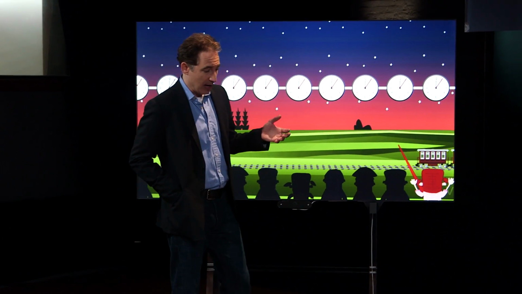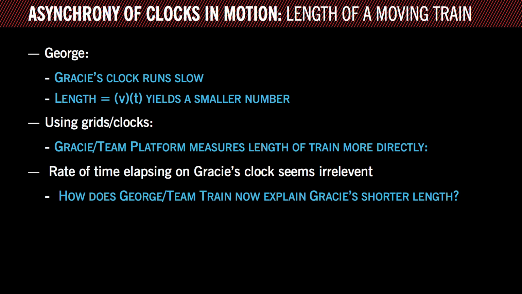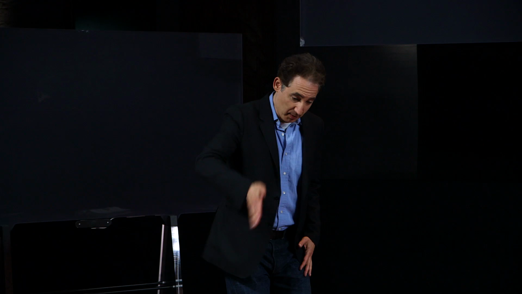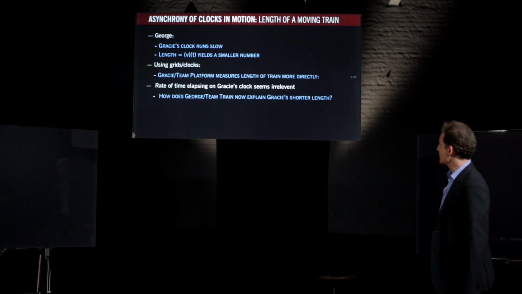And the reason why I'm describing this alternate approach to measuring the length of a train is because in that scenario, the rate of time that elapses on Gracie's clock seems irrelevant, right? We haven't had any time elapse on her clock at all, really. We just set one moment in time when the front of the train was passing her. So the question is, since the rate at which time ticks on Gracie's clock and her friend's clock seems not to matter, how do George and Team Train now explain the fact that Gracie and her team get a shorter length for the train than he and his team do?